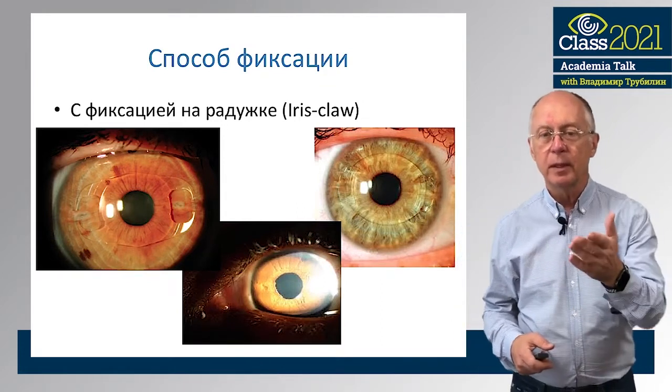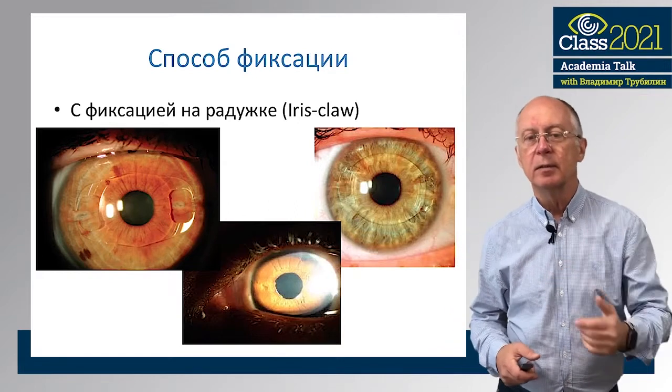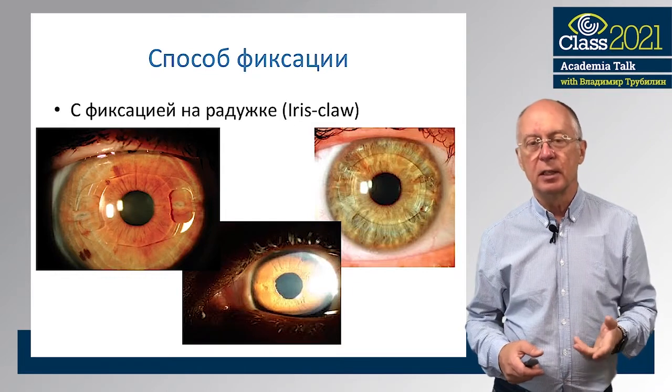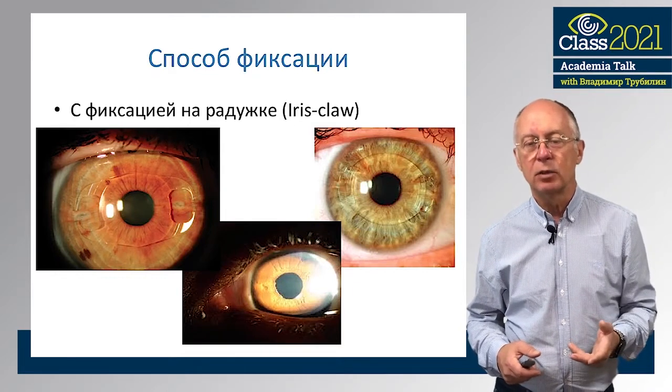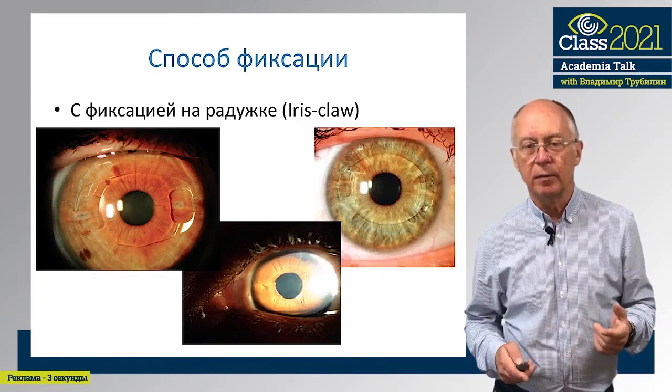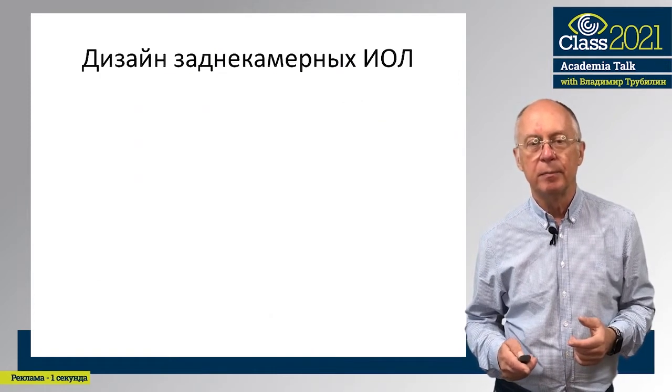As an option, there is a soft model of iris claw, but this lens, as you can see on the right, is used as an aphakic lens in cases where the eye lens is not removed and the lens is implanted with the purpose of correction of high degrees of ametropia.